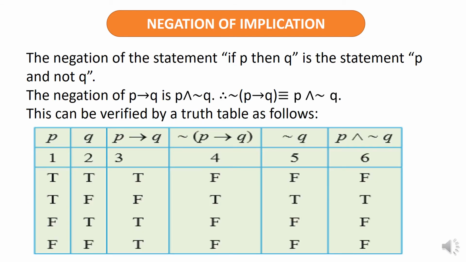Now the negation of implication. The negation of "if P then Q" is "P and not Q". You can see how it is symbolically written over here. This can also be verified by drawing a truth table. In the truth table, you can see that columns 4 and 6 are identical, thus proving that not (if P then Q) corresponds to P and not Q.